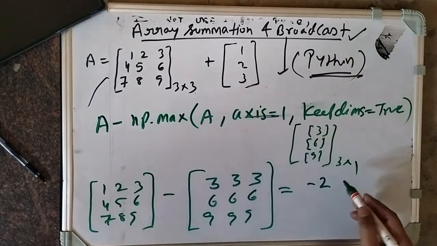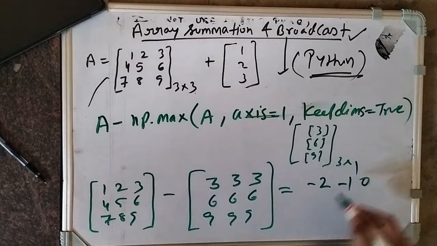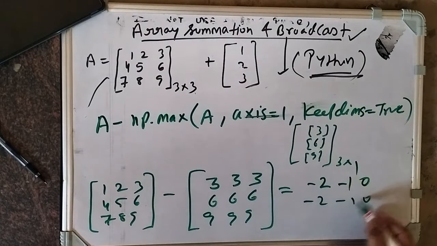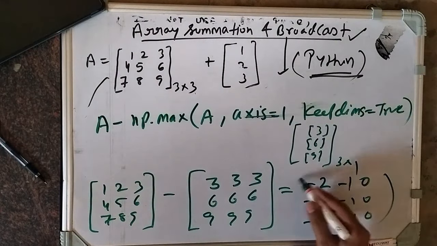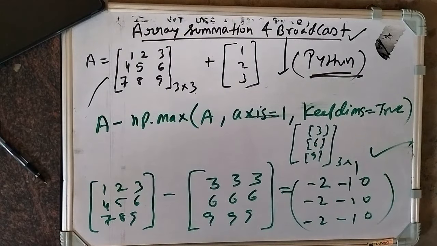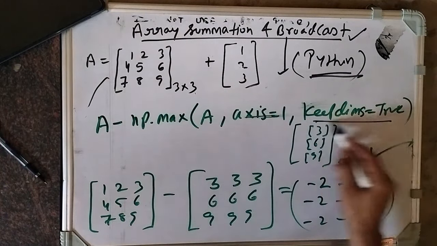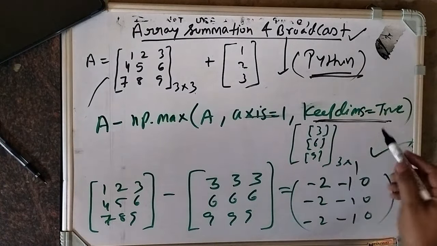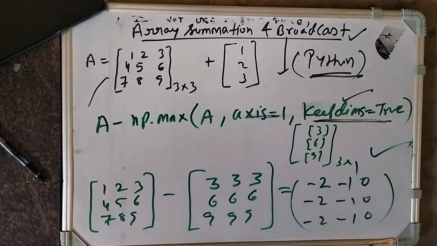So you can see 1 minus 3 is equal to minus 2. 2 minus 3 is equal to minus 1. And 3 minus 3 is equal to 0. Similarly also here. Okay, now you got the correct answer. So this is very important to learn, broadcasting. If you are not writing this, you will get the wrong answer. So this is very important whenever you are writing any code in your program.